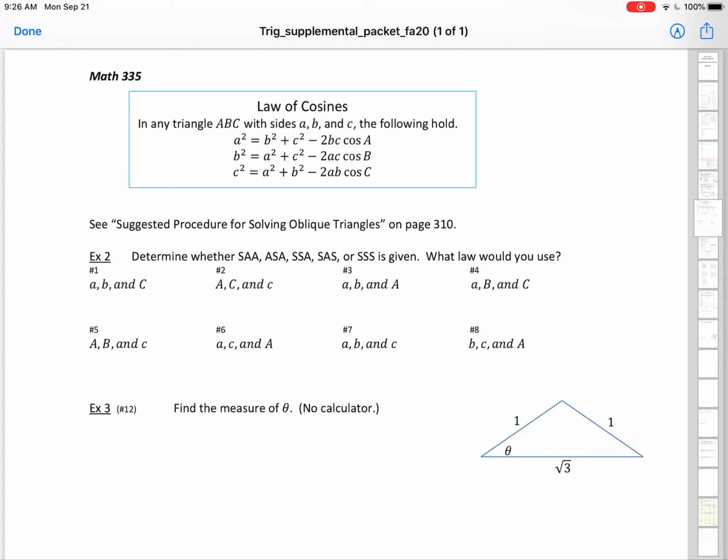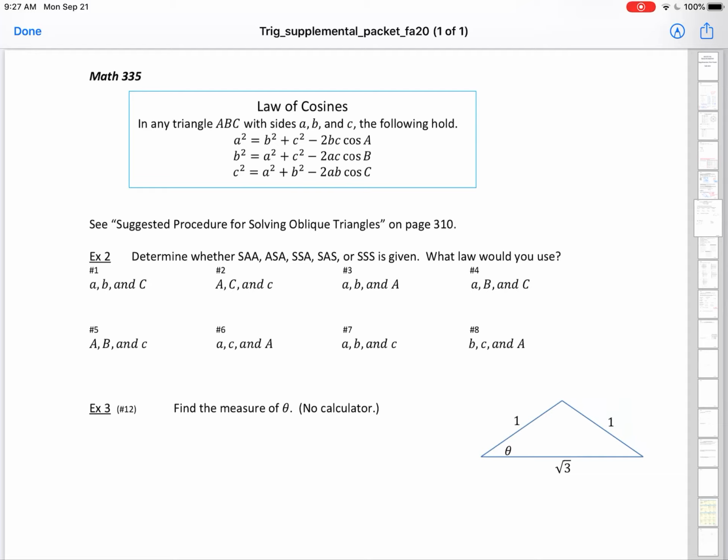Here we are in 7.3, and 7.3 is going to introduce us to the law of cosines. If you remember, we have some situations in which we are able to use the law of cosines, and that law of cosines is going to be used anytime we're unable to get the angle that's directly opposite a side that we know. When we're not able to do that, we're going to be using the law of cosines. So it says in any triangle ABC with sides a, b, and c, the following hold.